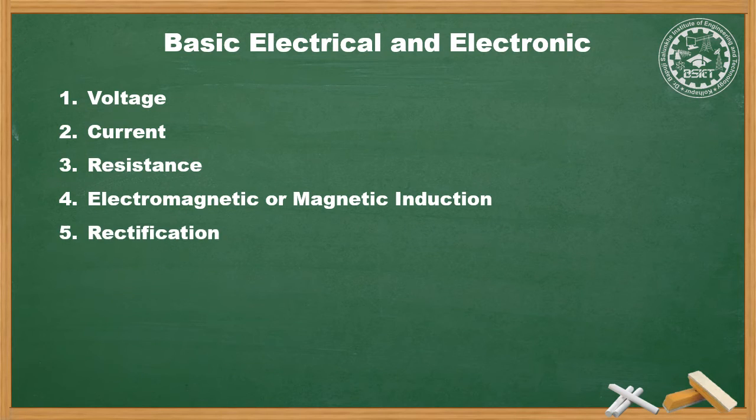And the last is rectification. Rectification is a process of converting AC current, alternating current, into DC current, direct current. And a rectifier is a device that converts AC to DC, which flows in only one direction.